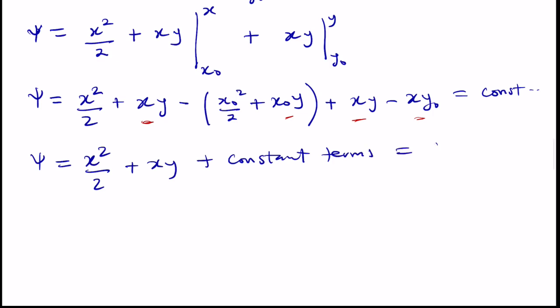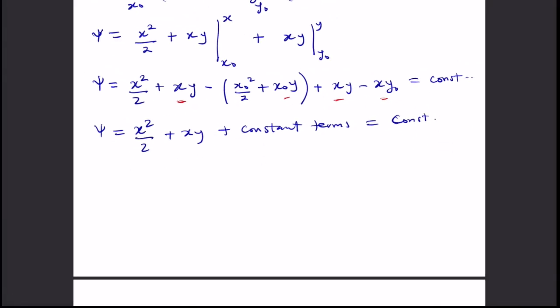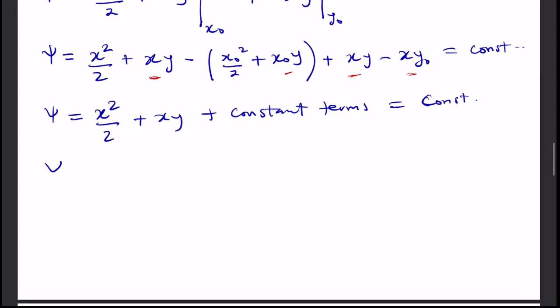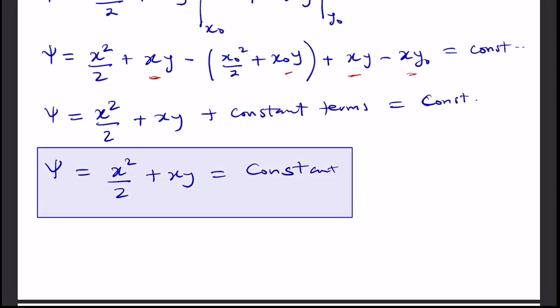Is equal to a constant. I'm going to call that constant this. Therefore, the solution is psi is equal to x squared over 2 plus xy is equal to a constant. This is the solution to the exact differential equation.